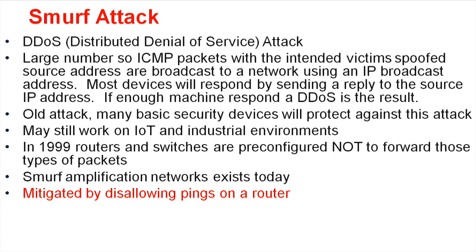Many basic security devices will protect against this attack. It may still work on Internet of Things types of networks and industrial environments where they have older gear. In 1999, routers and switches were pre-configured not to forward those types of packets, ICMP packets. Smurf amplification networks exist today, so they're still out there. They're mitigated by disallowing pings on a router.